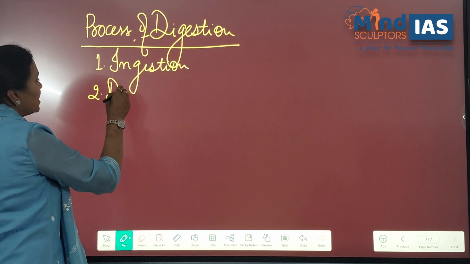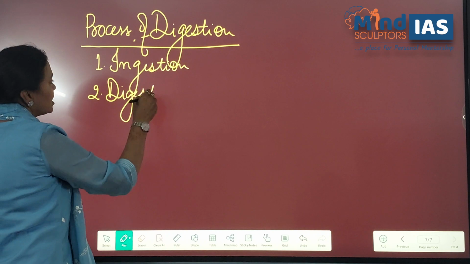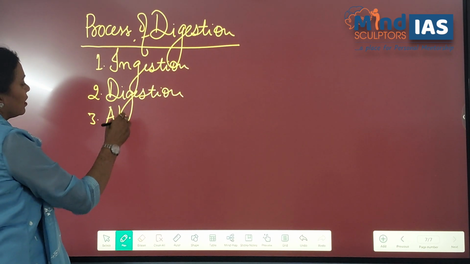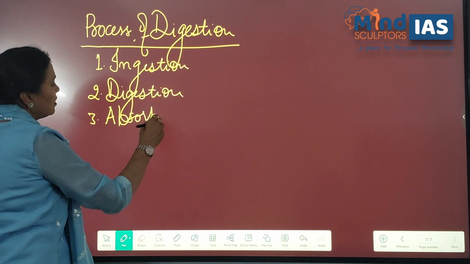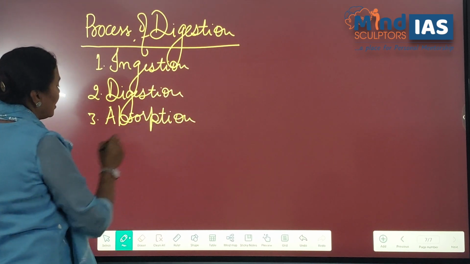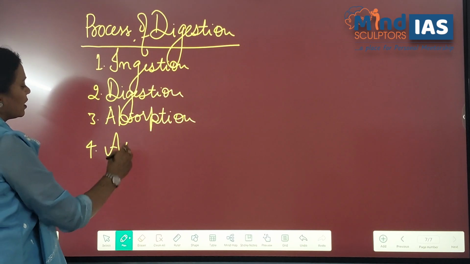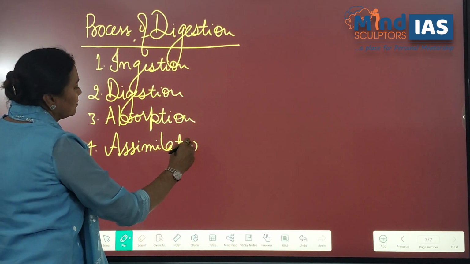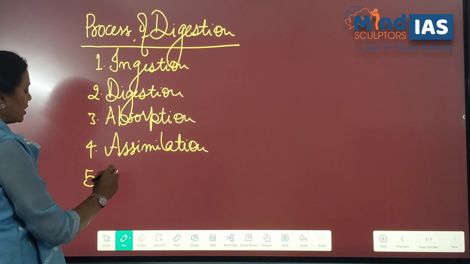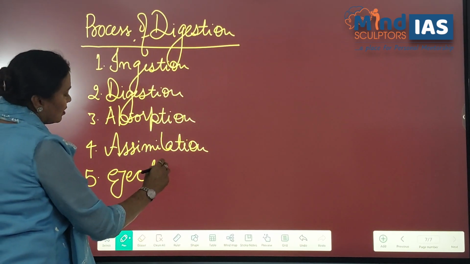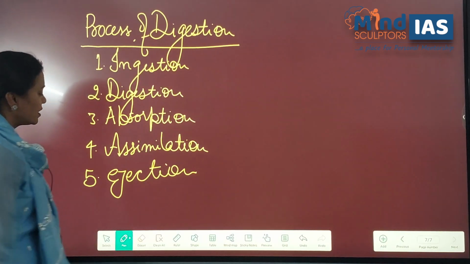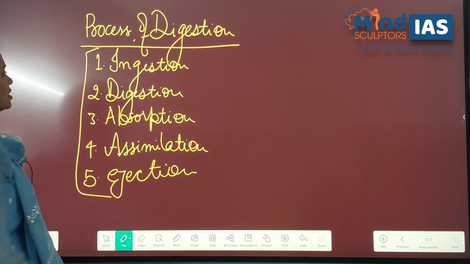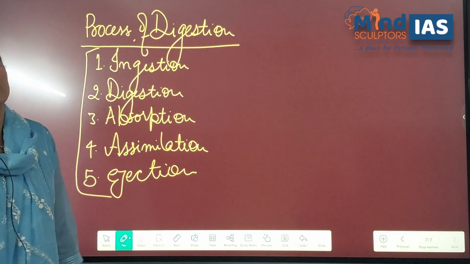Second process is digestion itself. Third one is your absorption. Fourth one is assimilation. And fifth one is your egestion. So the entire process of digestion consists of these 5 parts.